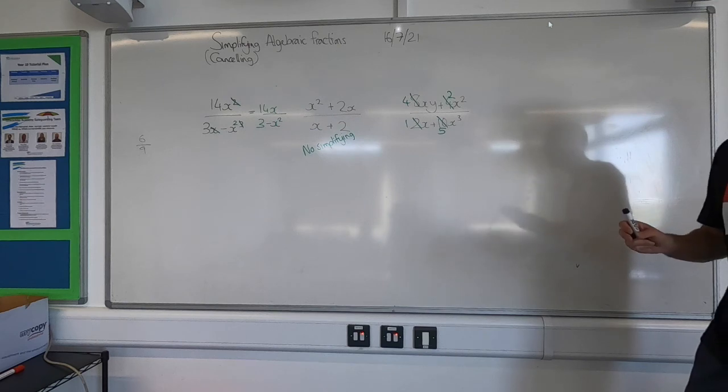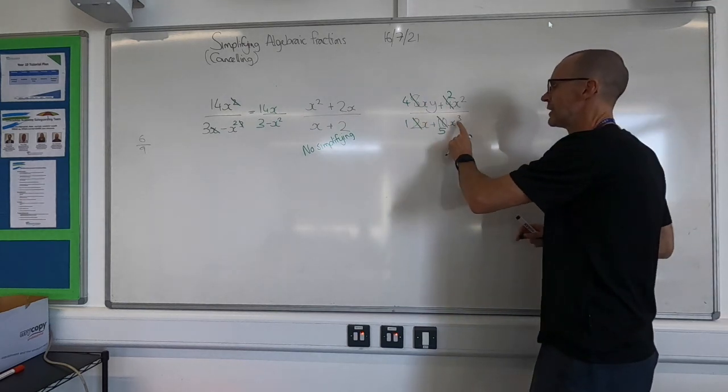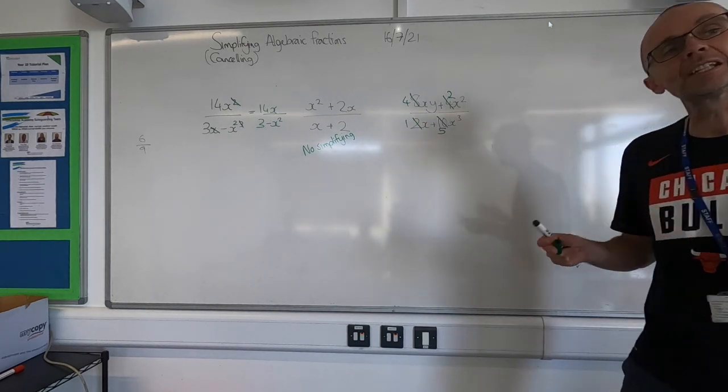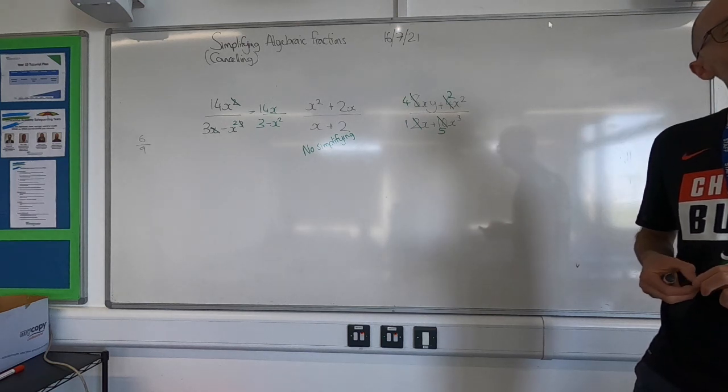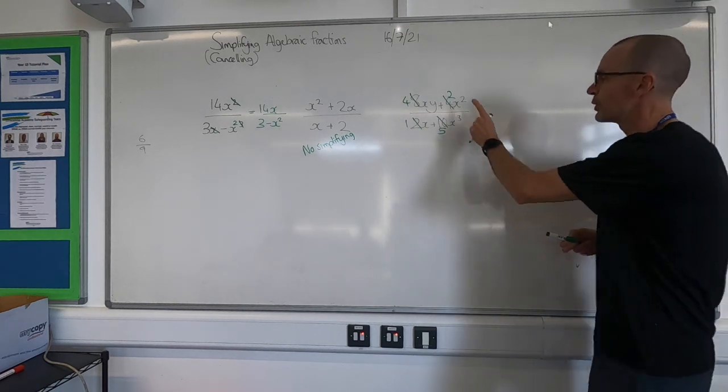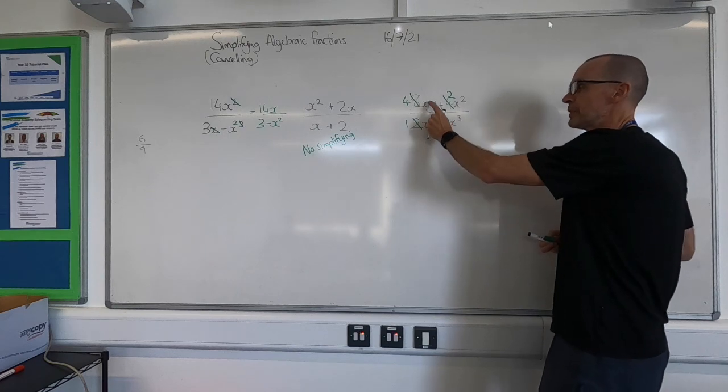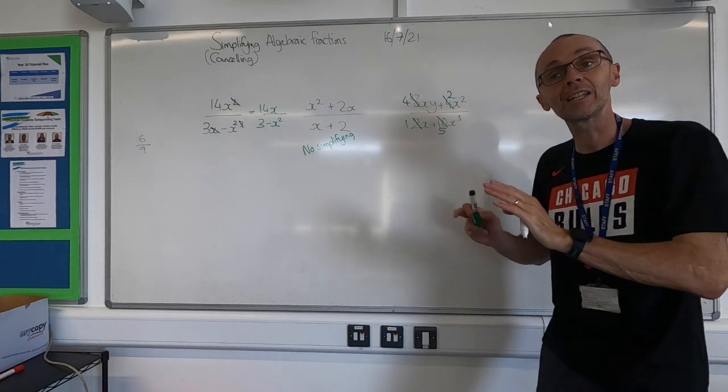Tom, tell me about letters. I've got 4 terms here in this algebraic fraction. Do they have any letters in common? They all have an x. This one's got x squared, this one's got x cubed, but this one's only got 1x, this one's only got 1x. So I can only cancel 1x.